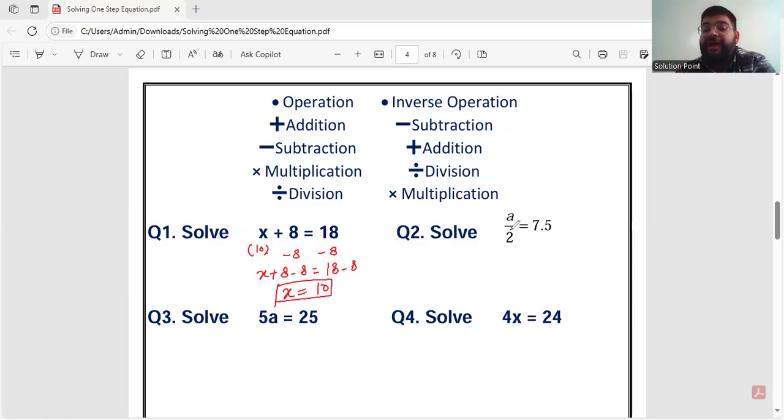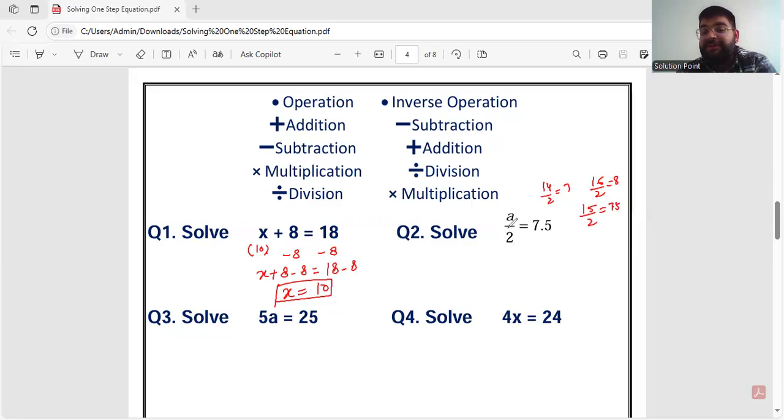In the second question, we have a upon 2 equals 7.5. 14 upon 2 is 7. 16 upon 2 is 8. So definitely 15 upon 2 is 7.5. This is one way to judge this answer.